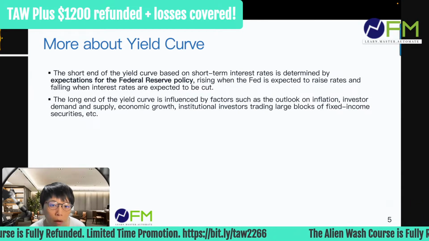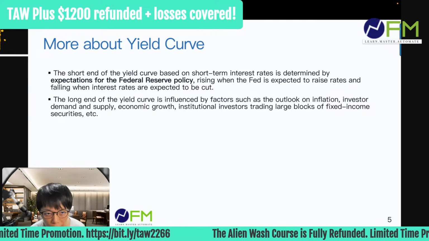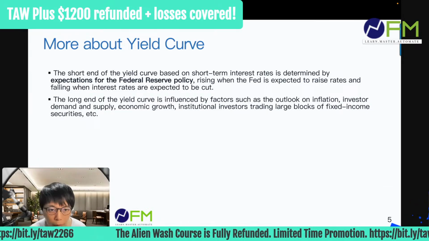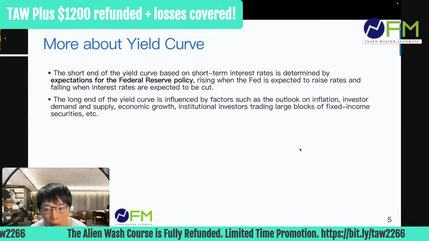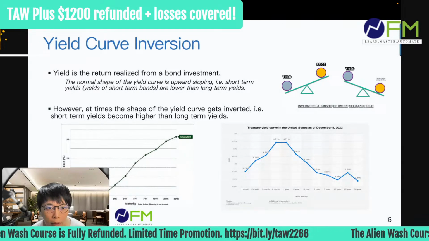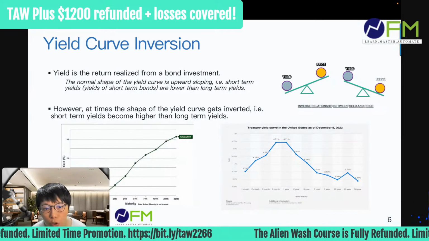All right. Now, if this is the case, different groups of people, based on their objective, would buy different types of bonds. Now, in a normalized environment, where the normal shape of the yield curve should be sloping up.